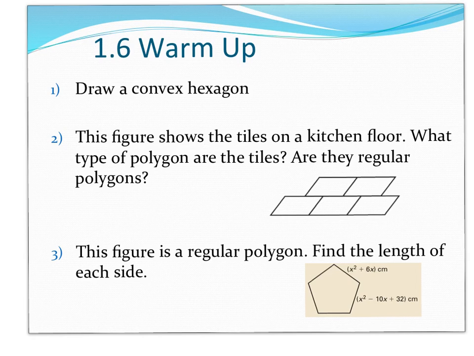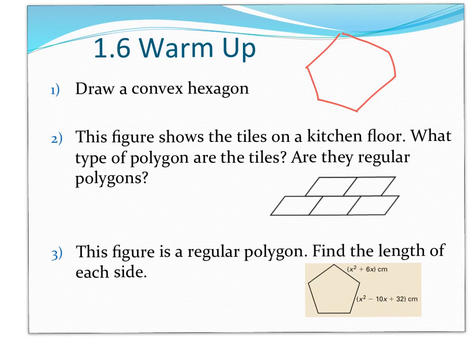So number 1 just says draw a convex hexagon. Hexagon has how many sides? 6, so yours doesn't have to look exactly like mine, okay? Probably a little bit neater. But I need 6 sides, and I need it to be convex, which means no side can be extended to where the line would go inside, okay? Something like that. Doesn't have to be exactly like that.